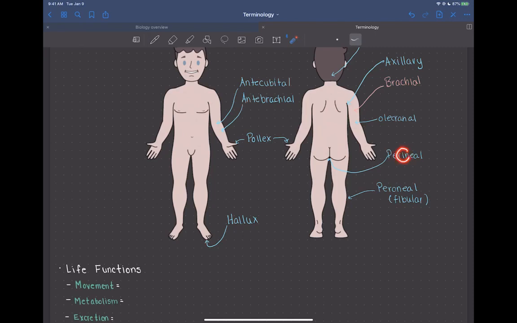So I think I would be more internal. And that's why it's hard to point to on this picture, because it's a little more internal than this picture is showing. Right, so peroneal is the outside of the calf. Perineal is a little more inside. It's the region between the external genitalia and the anus. Okay.